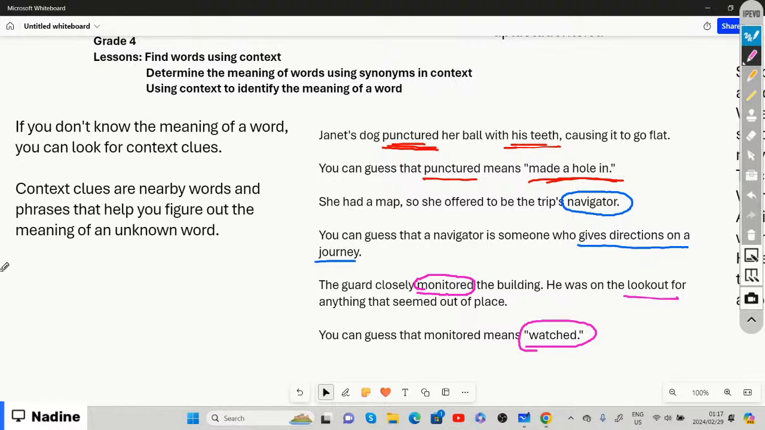So even if you don't know what the meaning is of the word, just look at certain words that stand out within that sentence and it will kind of give us an idea of what the meaning of that word is. And those are context clues. And we made a few examples of context clues by saying what punctured means, what navigator means, as well as what monitored means. And we were able to identify the meaning of a word based on the clues that were given to us within a sentence.